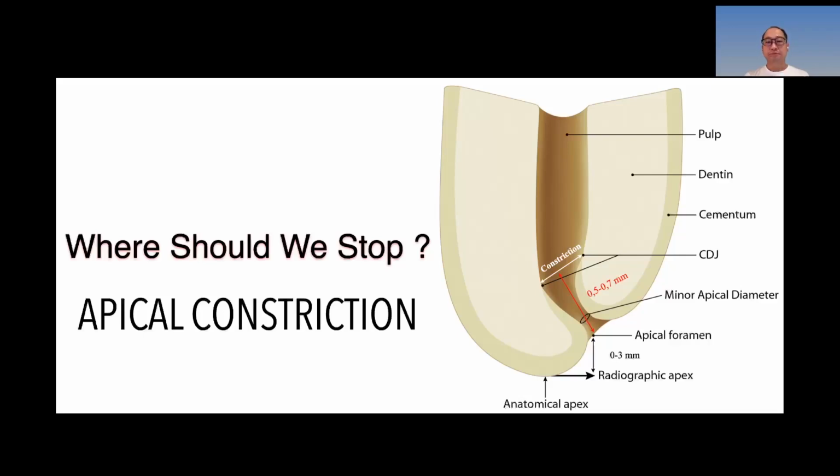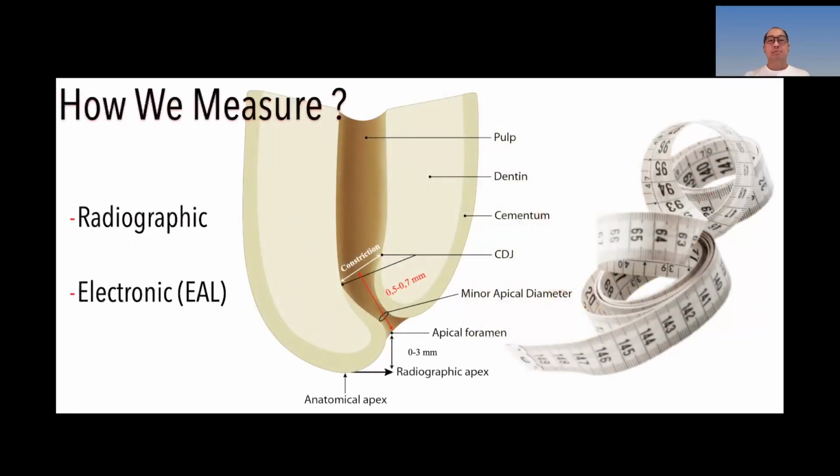But the question remains the same if we are talking about the working length: where should we stop? Between the three options, radiographic apex, apical foramen, and apical constriction, the answer will always be the same. We should stop at the apical constriction, because it is actually the last dentin available inside the root canal system, and beyond the apical constriction, it's just cementum, to which the pulp will not be attached.